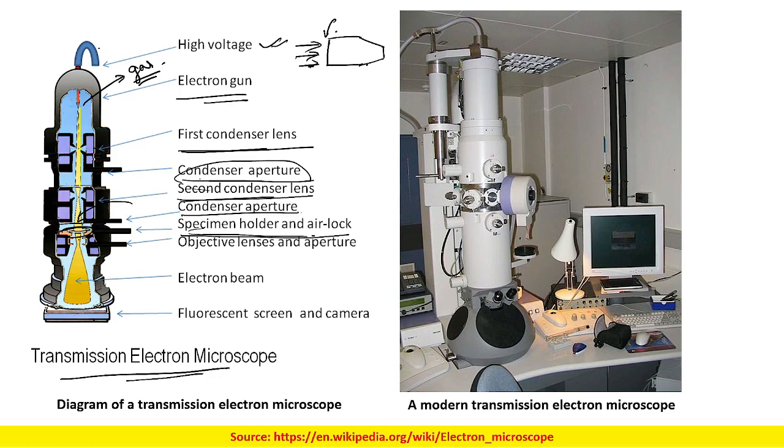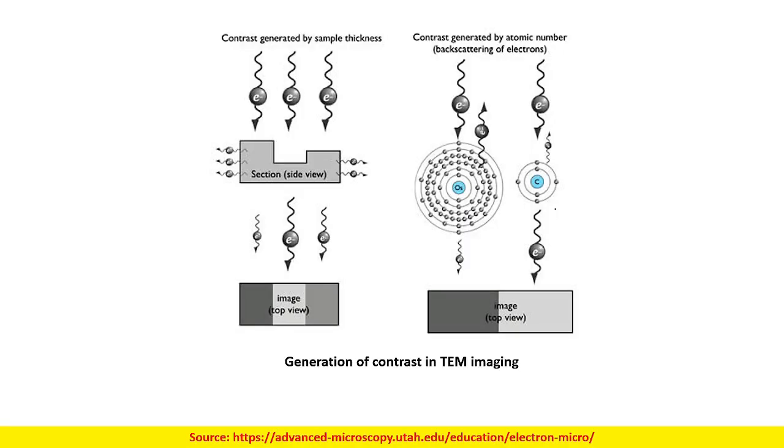Then you have this sample stage, and from there you have the objective lenses and the aperture, which focus the electron beam onto the fluorescent screen and the camera for recording the image. So this is a typical transmission electron microscope. Now, how is the contrast generated? If you see over here, if you have a thick section, it will be darker.